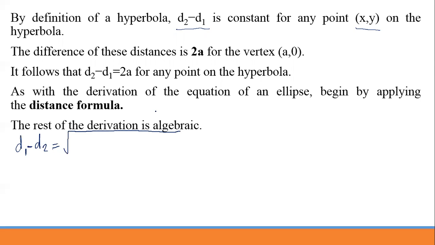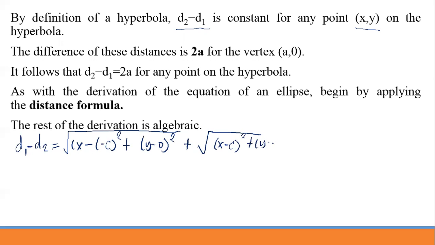Okay. So, compare natin yung derivation natin dito sa ellipses na ginawa natin last time. So, the square root of the quantity x minus negative c squared plus, ito yung distance formula, squared plus, ayan, the quantity x minus c squared plus y minus 0 squared, okay, equals 2a. All right, and then simplify the expression.